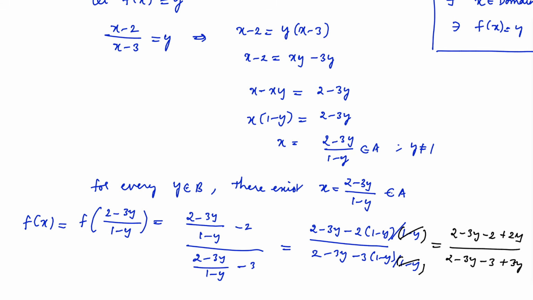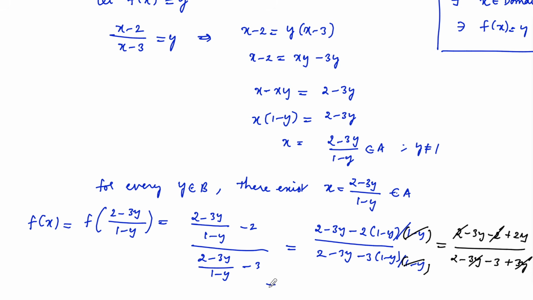So we may cancel the terms. Plus 2 and minus 2 get cancelled in the numerator, and plus 3y and minus 3y get cancelled in the denominator, so which is equal to (minus 3y plus 2y), that is negative y, upon (minus 3 plus 2), which is negative 1, so which is equal to y. Therefore we can say that there exists x is equal to (2 minus 3y) upon (1 minus y) such that f of x is equal to y, and hence we can say f is onto. So therefore we can conclude that the given function is both 1 to 1 and onto.